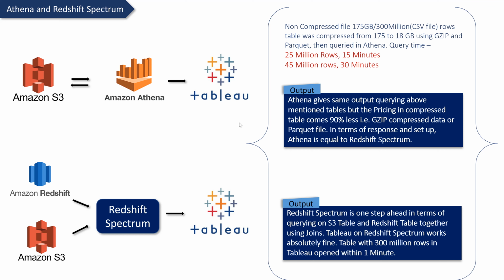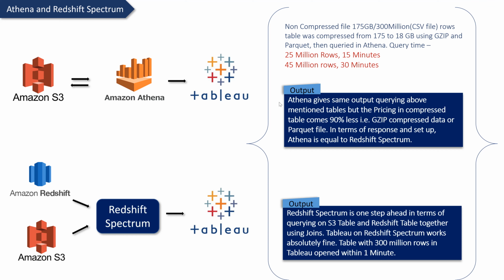So just imagine $5 per terabyte is the charge for Redshift Spectrum and Amazon Athena. So if you have maybe 5 terabytes of data, you can easily gzip it, and you can just make it 1 terabyte. So it will be just a 1 terabyte file. And just imagine, rather than paying $25, you'll just have to pay $5 per scan.